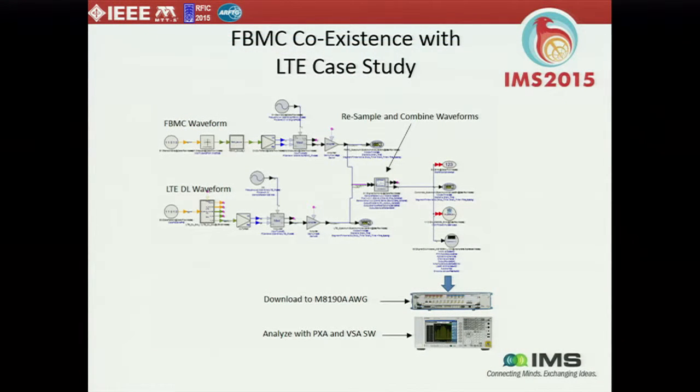And then the FBMC and the LTE signal are summed together. They're run into the signal combiner element, which is effectively going to combine and resample the waveforms. The output waveform can be set to a user-defined sample rate. So here we set the user-defined sample rate to be compatible with our arbitrary waveform generator, download the waveform, and then we're going to analyze it with the signal analyzer.